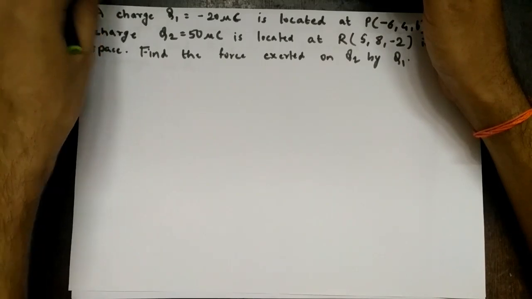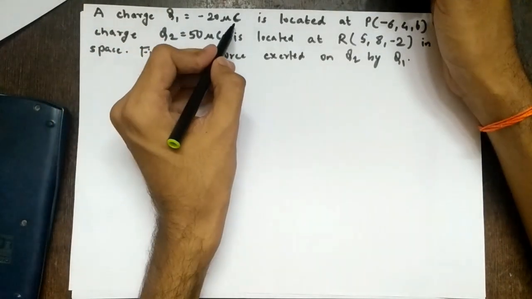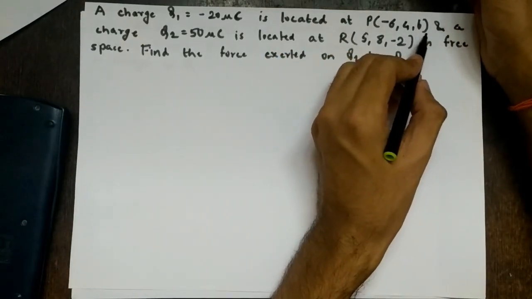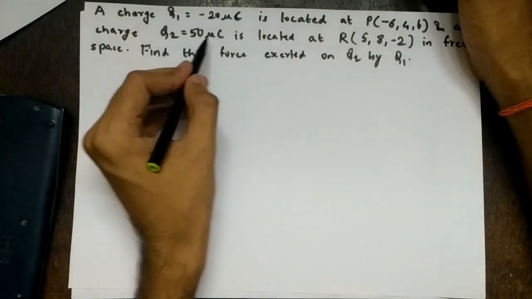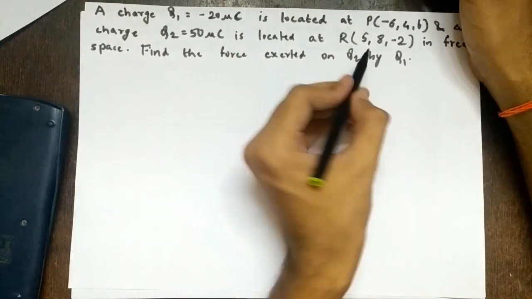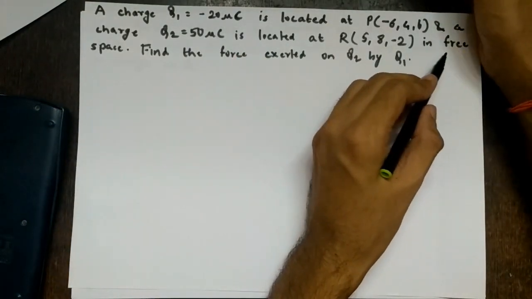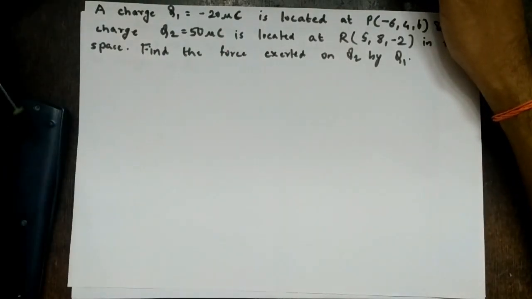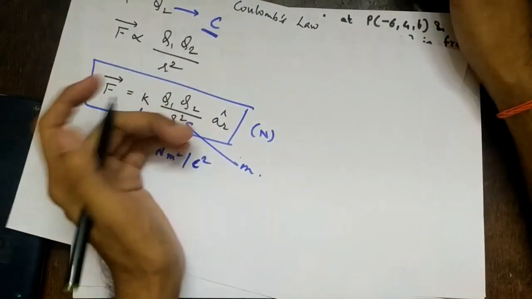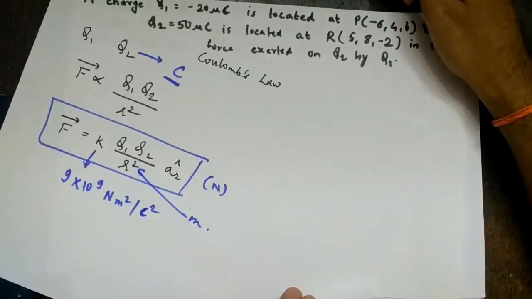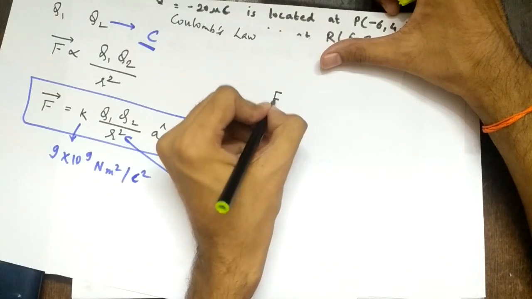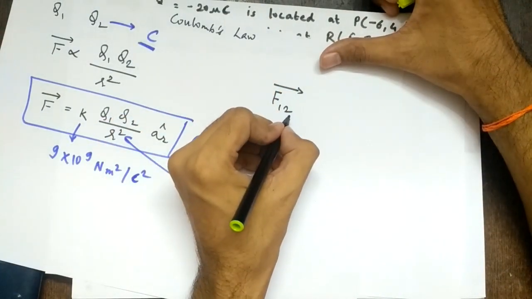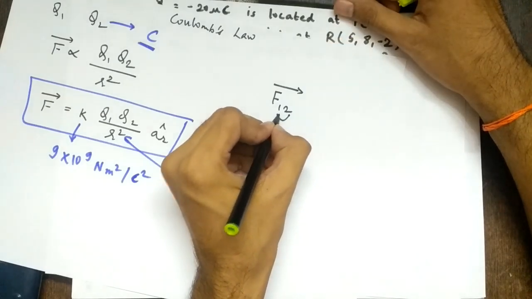So the first numerical is: a charge Q1 equal to minus 20 microcoulombs is located at P of minus 6, 4, 6, and a charge Q2 equal to 50 microcoulombs is located at R of 5, 8, minus 2 in free space. Find the force exerted by Q2 on Q1. So I forgot to mention this point. What is the force exerted on Q2 by Q1? It is denoted by F12 vector. So it indicates the force exerted on 2 by Q1.